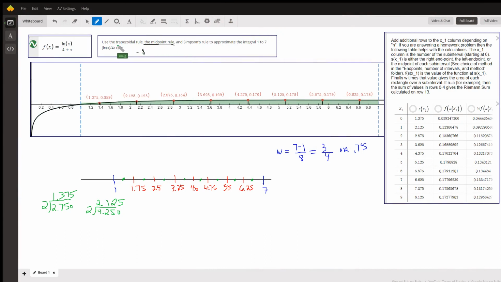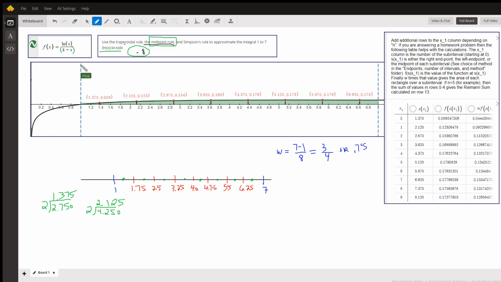Okay, this post requested the evaluation of this definite integral from 1 to 7 using 3 different rules: trapezoidal, midpoint, Simpson's. This addresses the midpoint rule. It didn't mention that the number of subintervals or partitions was supposed to be 8. And hopefully I've got this function right, that 4 plus x was intended as the denominator for this function. So here, this is the graph of that function.